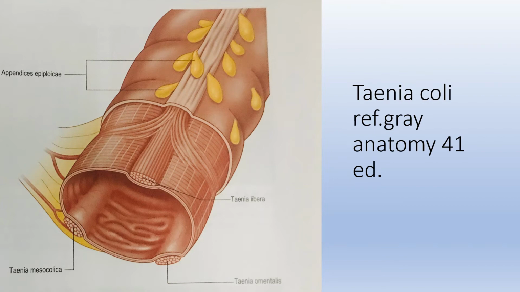Here we can see the Taenia coli, and here we can see the smooth muscle fibers of Taenia coli, and here we can see the Taenia mesocolica, Taenia libera. This is the Taenia libera, smooth muscle fibers of Taenia libera, and appendix epiploicae, which are the peritoneal fat. And here we can see the Taenia omentalis.